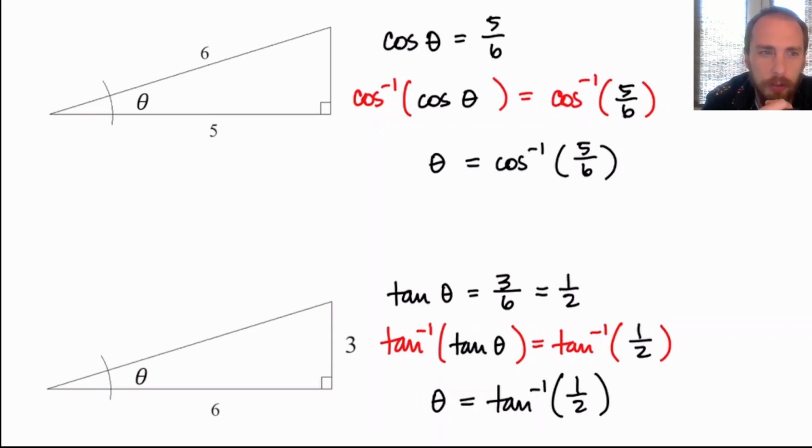And then we'll do the same thing for tangent. Tangent of theta equals 3 over 6, opposite over adjacent. But this is still AP Pre-Cal, so we are still going to need to be simplifying our answers. And so we need to take that 3/6 down to a 1/2. Then we're going to hit both sides with inverse tangent, and we'll say theta is inverse tangent of 1/2.